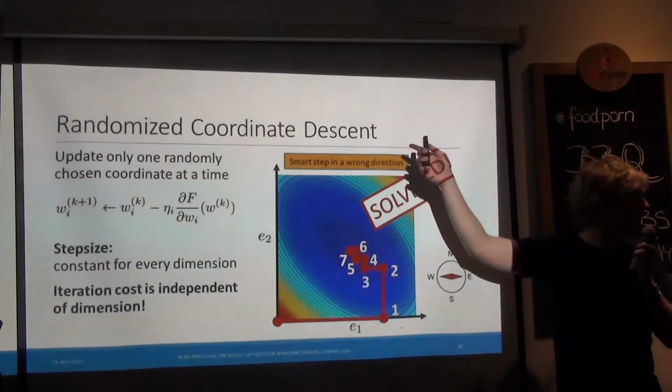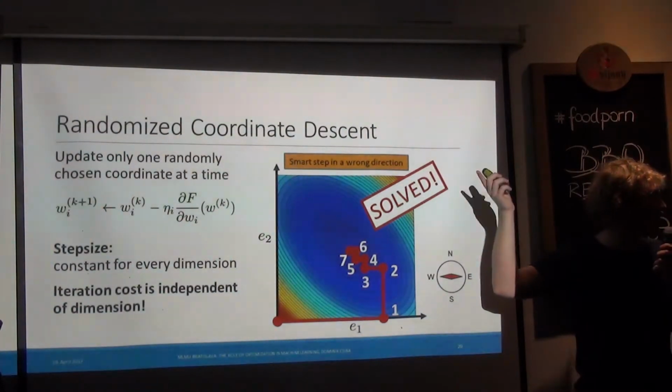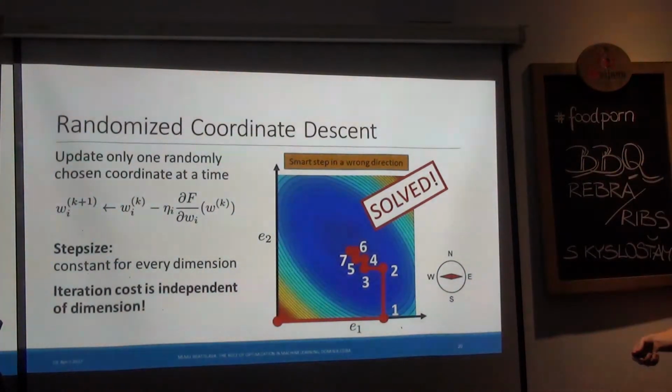By the way, just typing randomized gradient descent into Google will do it, right? But I really want to talk to you, okay? That's fine.